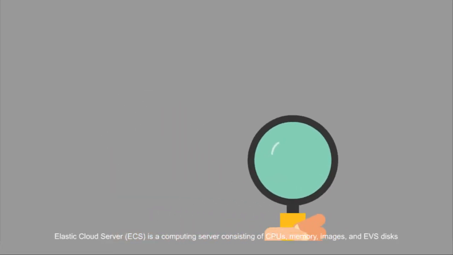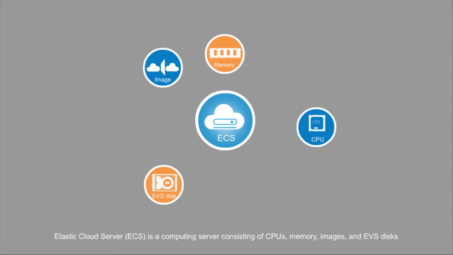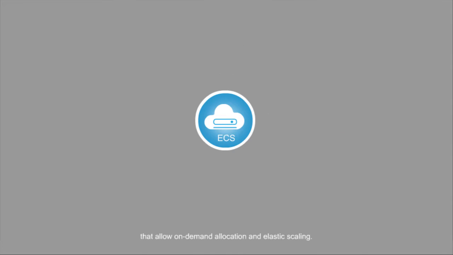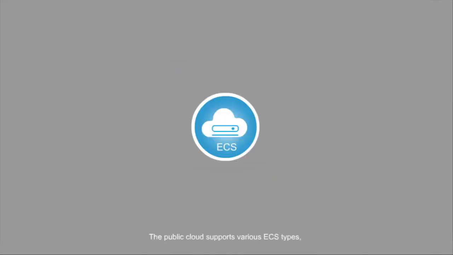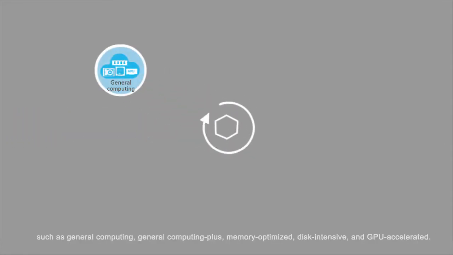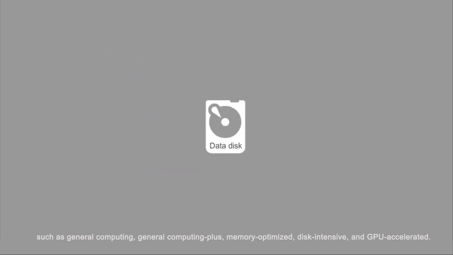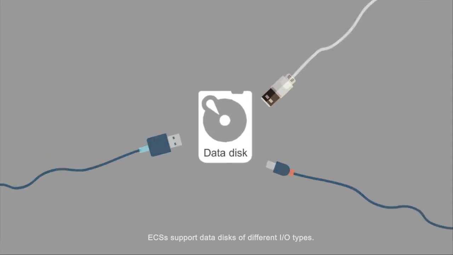Elastic Cloud Server, ECS, is a computing server consisting of CPUs, memory, images, and EVS disks that allow on-demand allocation and elastic scaling. The public cloud supports various ECS types, such as general computing, general computing plus, memory optimized, disk intensive, and GPU accelerated. ECSs support data disks of different I/O types.